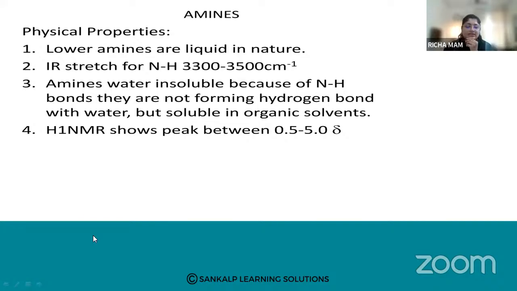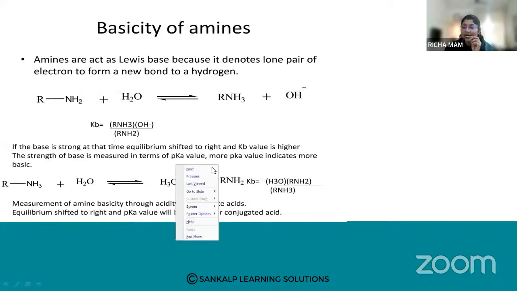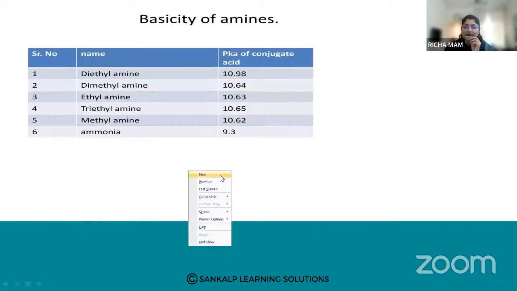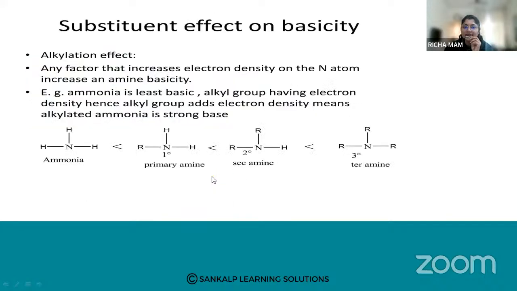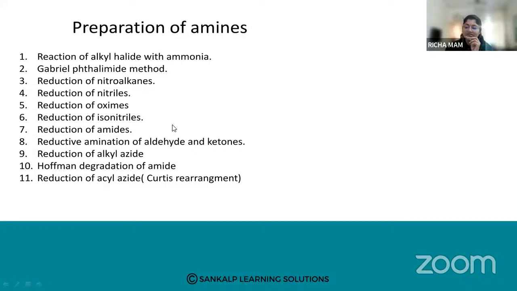Then we started with the preparation of amines, how we can prepare amines by different methods. Six methods of preparation we have discussed. First was reduction of nitro compounds, then reduction of nitriles, then reduction of amides, then the Hoffmann bromamide degradation reaction.